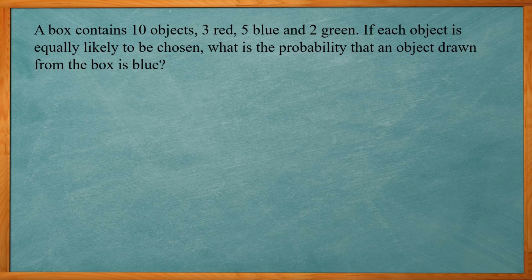So this is the number of favorable outcomes divided by the total number of outcomes. Favorable outcomes is the blue ones, so we have 5 blue. Then we want the total. We said there were 10 objects in there, so the total is 10. Here you want to put these in lowest terms, so 5 is divisible into both of these. So you have a 1 out of 2 chance of drawing a blue one.